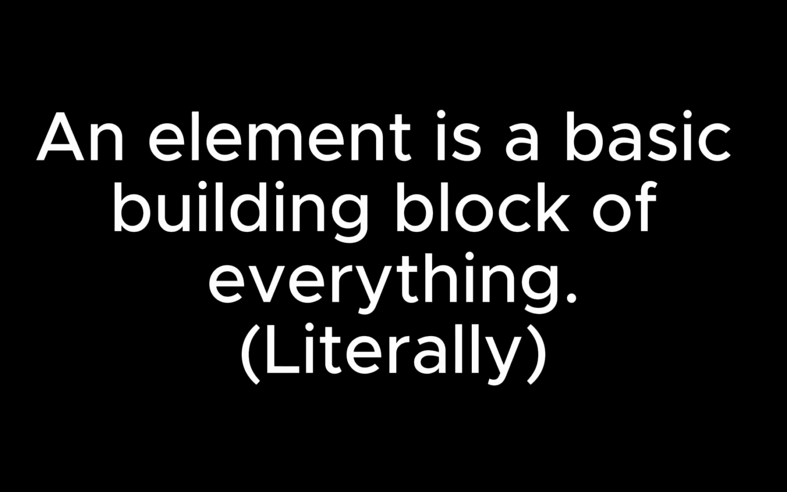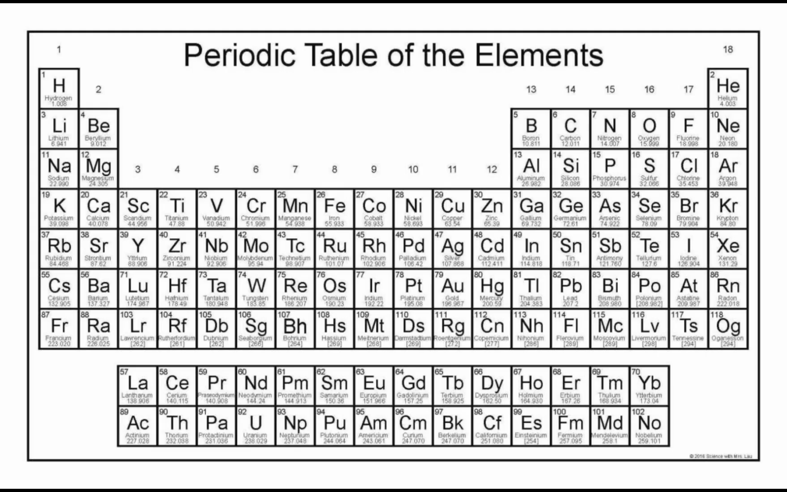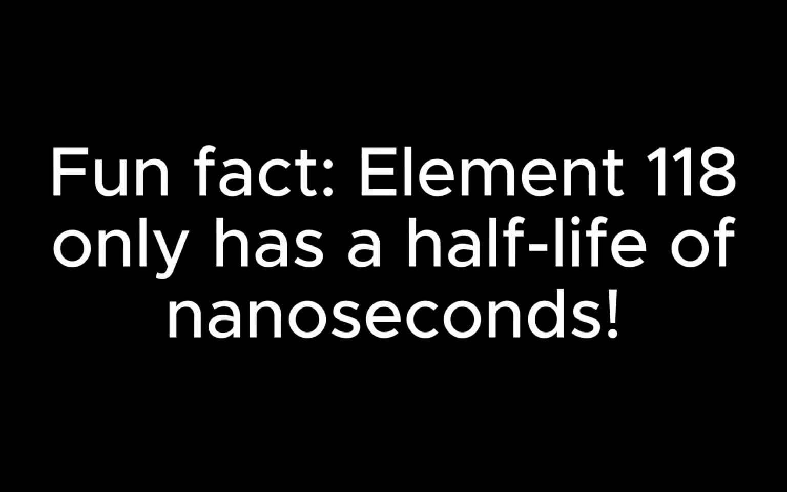What is an element? An element is a basic building block of everything. You, me, water, air, trees, even your pencil. All made of elements. There are 118 elements. And all elements have a special name, number, and symbol, from hydrogen to element 118.